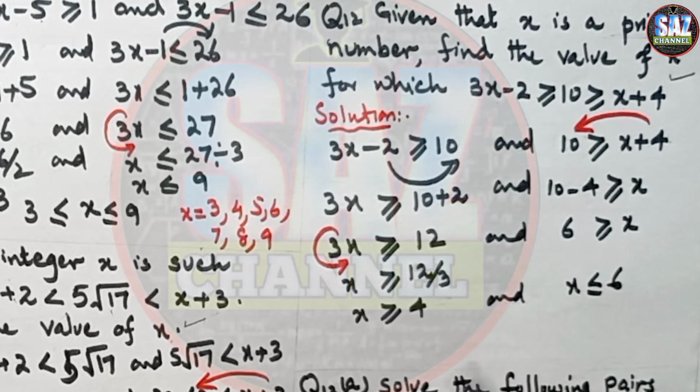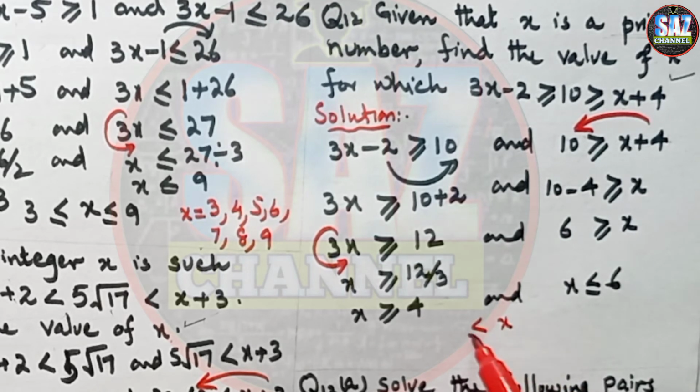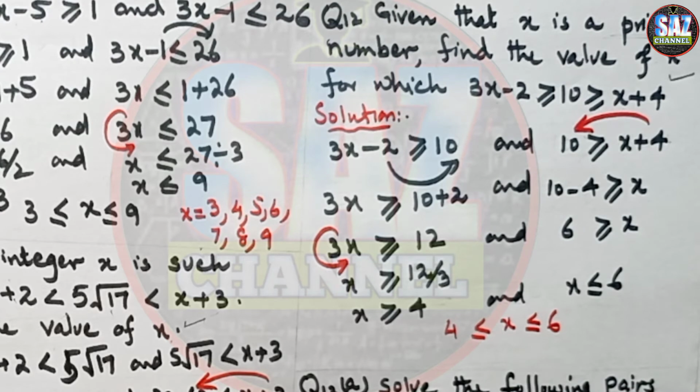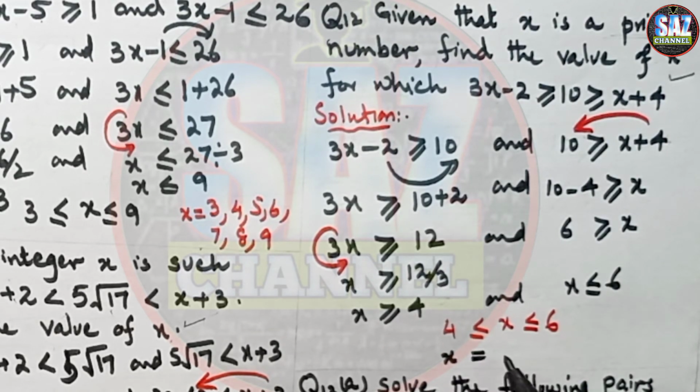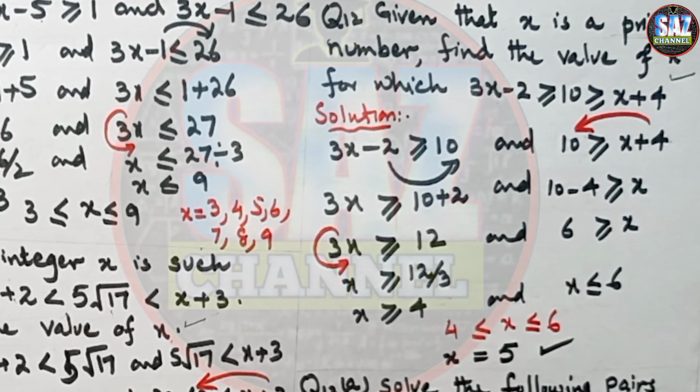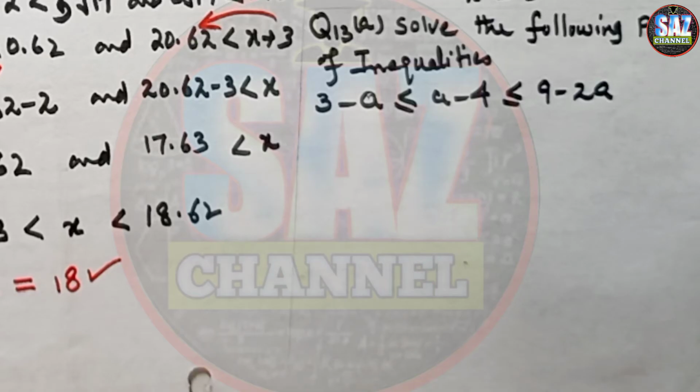So first of all I have to write the range values of x. X is greater than or equal to 4 but less than or equal to 6. I have to state the value of x for which x is a prime number. So between 4 and 6, the prime number which can satisfy both the inequalities is x equals 5. I hope you are clear about this question. Let's move to the next question.